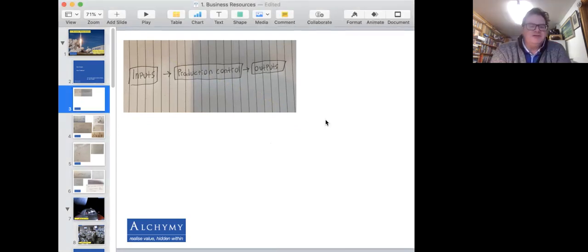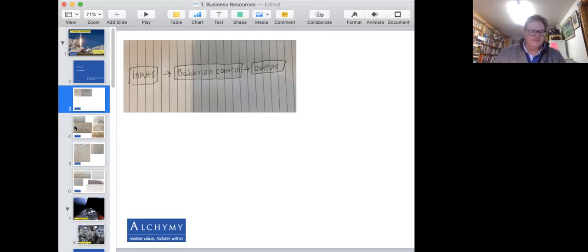So there we've got inputs, production control, outputs. I think this is a really useful diagram because we're going to be talking about this exact process shortly. It's this idea that production is about taking inputs, adding value in some way or other to create outputs. So that's pretty much on point.